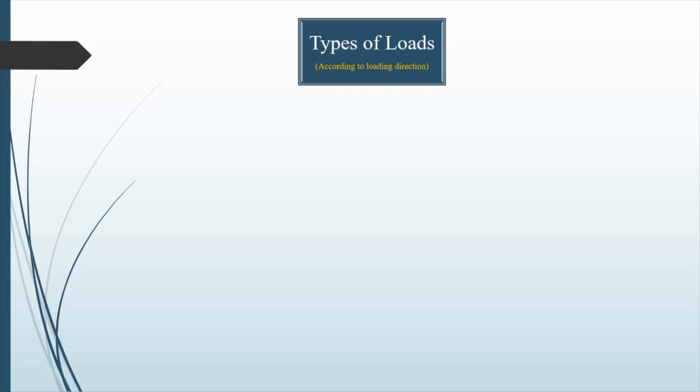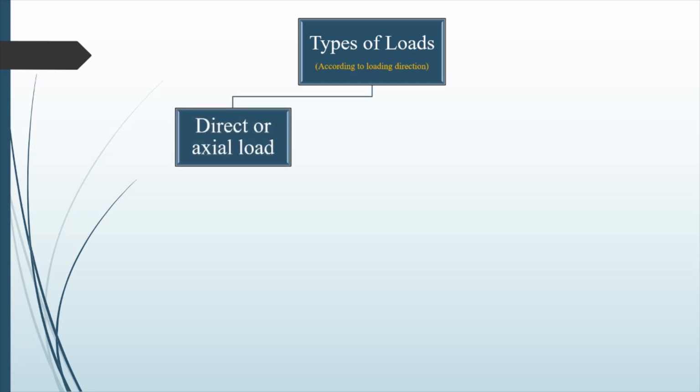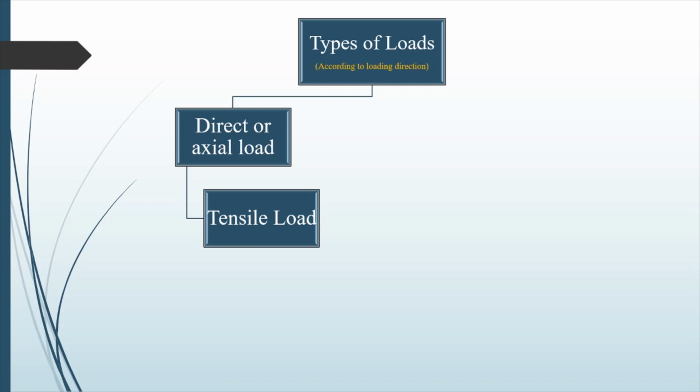Next, types of loads according to loading direction. This is important for our syllabus. First type is direct or axial load. The load which is along the axis of the component is called direct or axial load. Direct or axial load is again classified into two types. First is tensile load. When the load is applied and going away from the body, as shown in the figure, you are observing the tensile loading. Such a load is called tensile load. The force P is going away from the body.